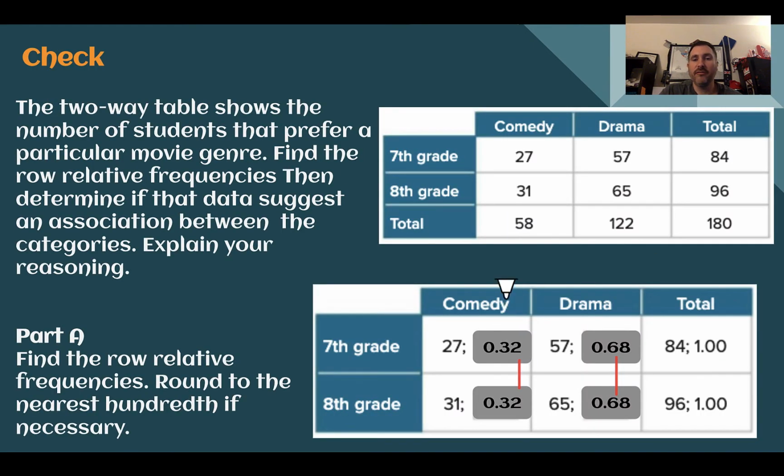So again, if we're looking at comedy, these two are the same. They have an equal chance of being chosen. Drama, these two are the same. There's an equal chance of them being chosen.